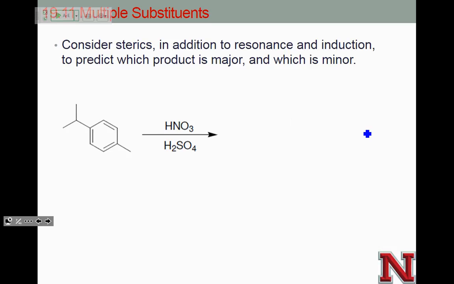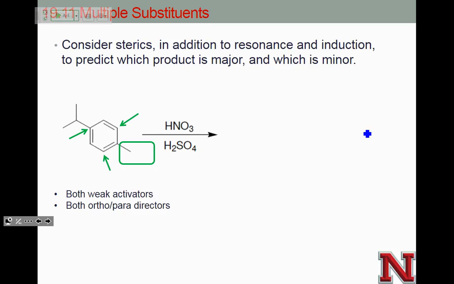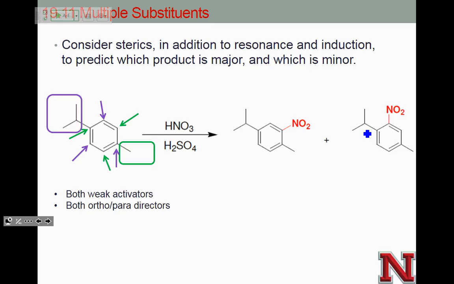Now let's look at this case. What we have here is both weak activators, and they're both going to be ortho-para directors. So based on the CH3 group, green is in pointing. Again, in this case, the para is blocked. And purple is based on the isopropyl group. Now, there's really no difference in strength of activation between our CH3 and our isopropyl group. So the question is, what's going to be our products? Well, we're going to get both, directing based on ortho of both of those.